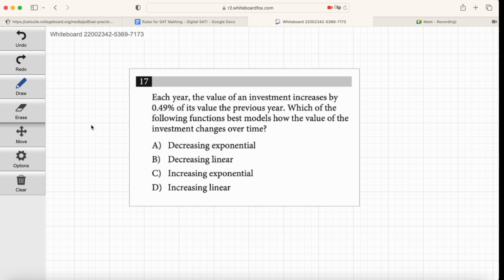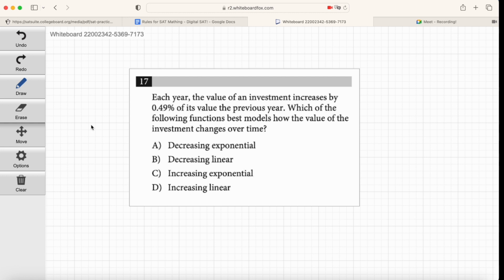Oh, interesting. This is funky, right? Because they don't really give us the equation. I think we could develop it, potentially. But really, if you look at the answer choices here, they're just testing us on the difference between decreasing exponential, decreasing linear, increasing exponential, and increasing linear equations. We're going to talk about the meaning of those terms, exponential and linear, here in just a moment.